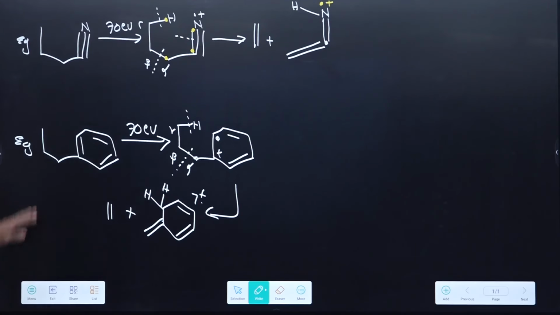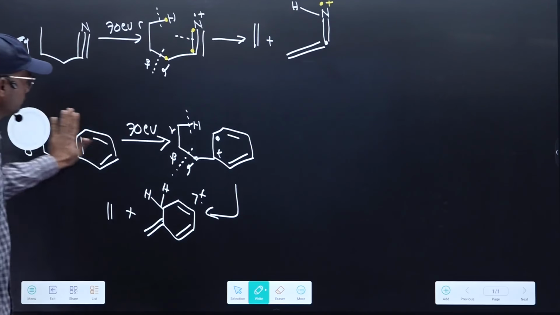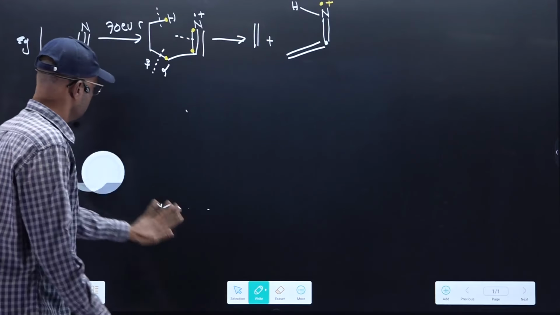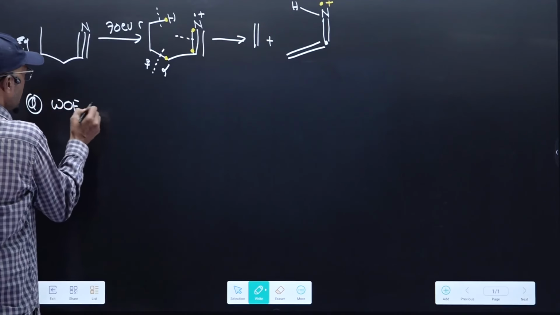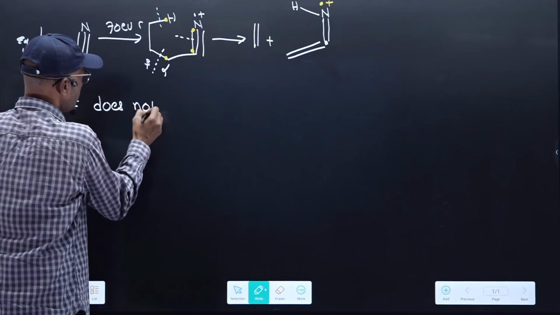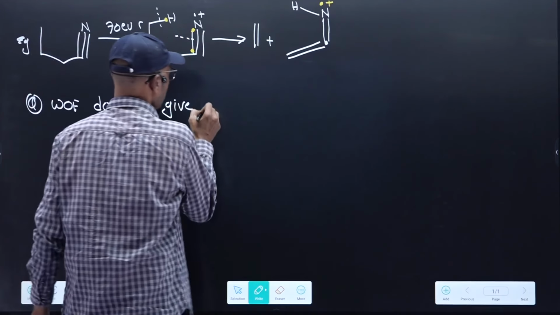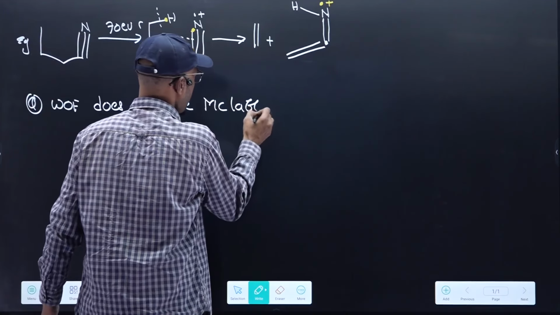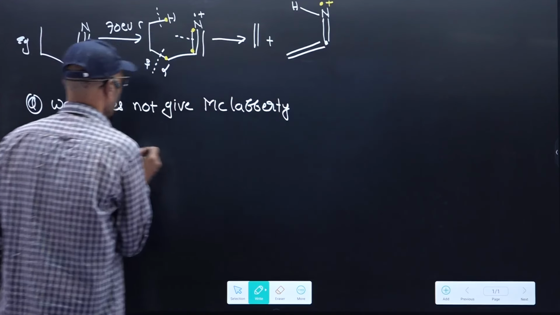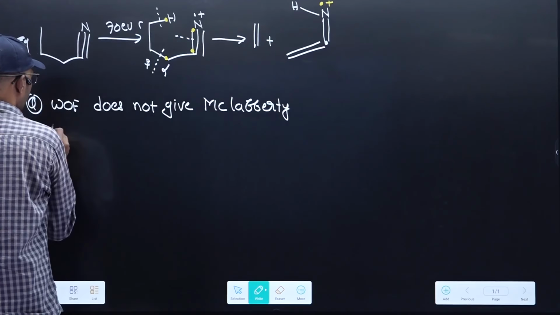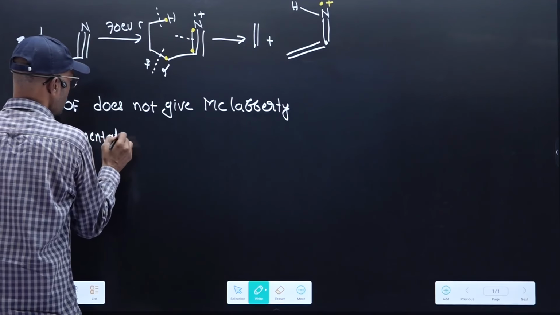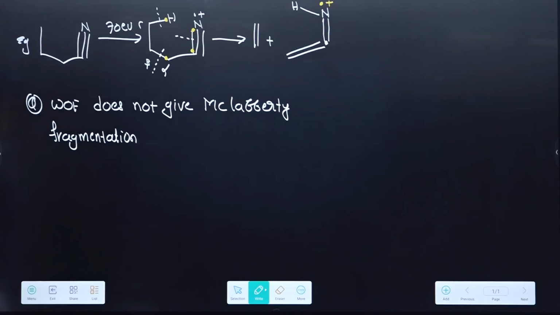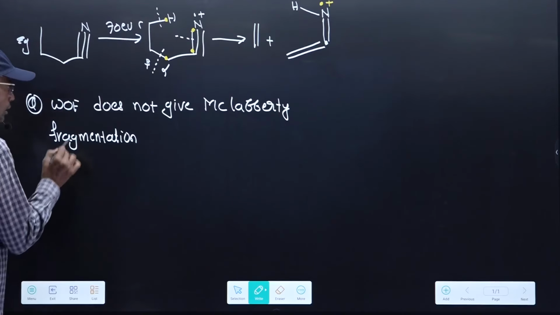Clear? Is it easy? Now take one question. See, which of the following does not give McLafferty rearrangement? It is also called fragmentation, also called rearrangement. Two names are there. McLafferty fragmentation or McLafferty rearrangement, both are the same. So which does not give, I am asking.